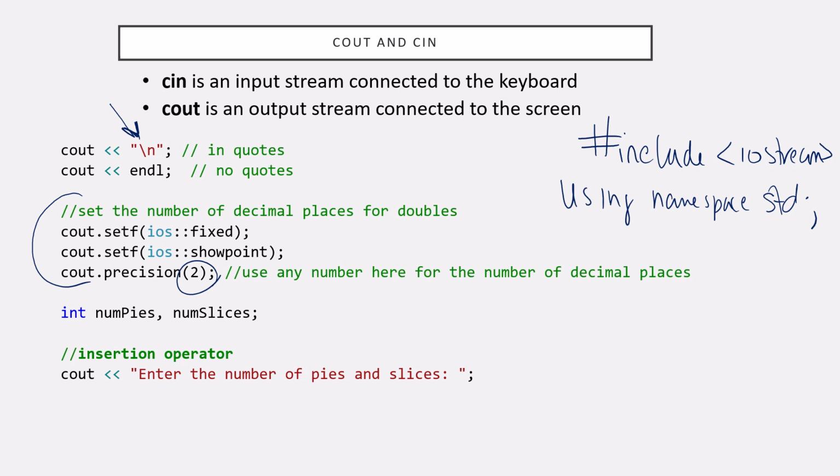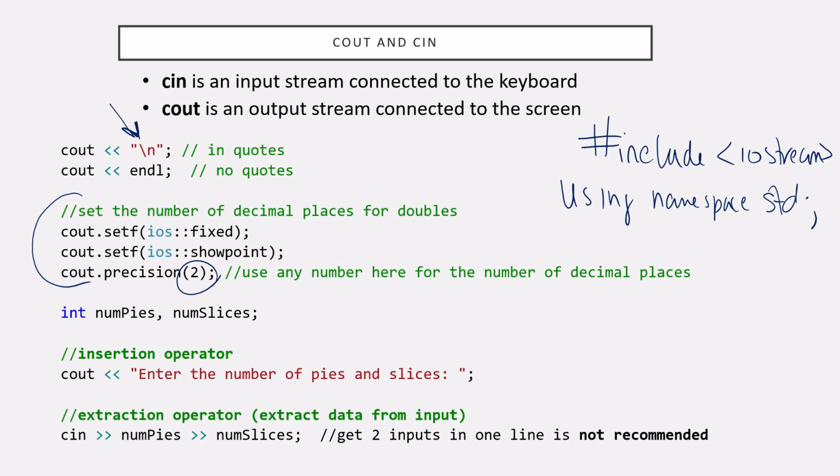All right, so here is an example. This is the insertion operator. Cout is called the insertion operator. Cin is called the extraction operator. It is not recommended to get 2 inputs.